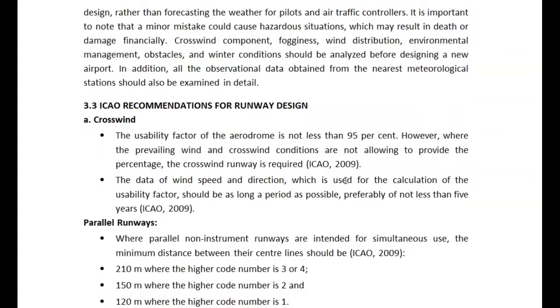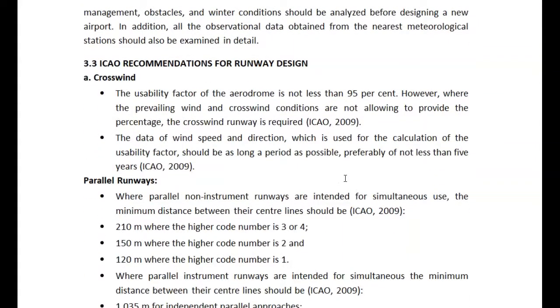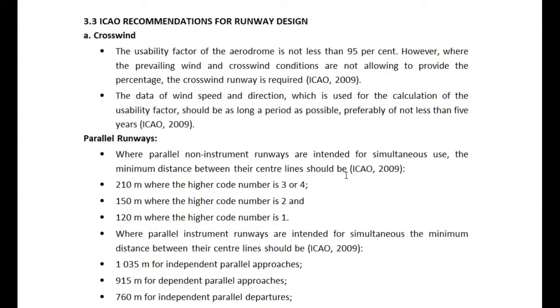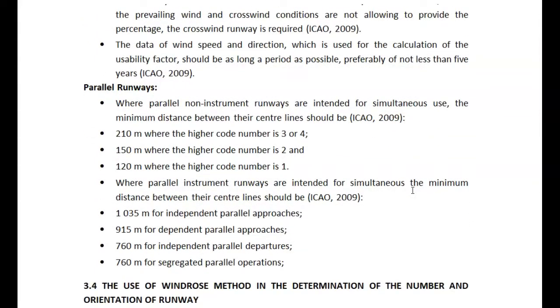For parallel runways, where parallel non-instrument runways are intended for simultaneous use, the minimum distance between their center lines should, according to ICAO, be 210 meters where the higher code number is 3 or 4, 150 meters where the higher code number is 2, and 120 meters where the higher code number is 1.